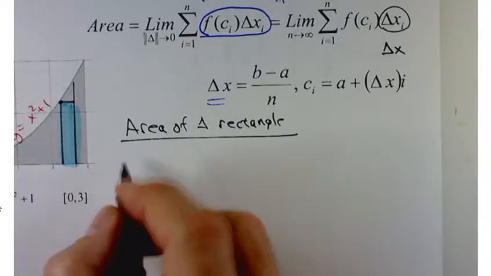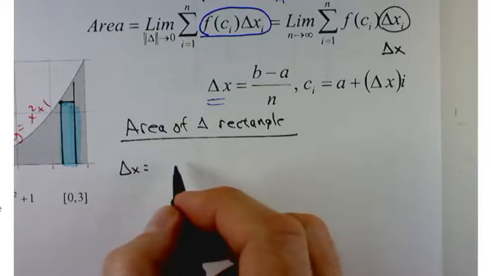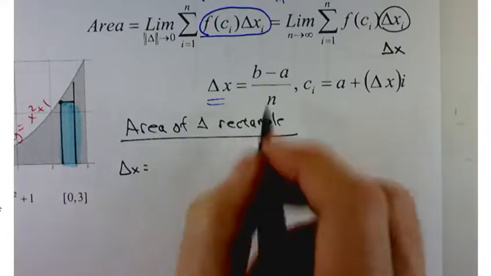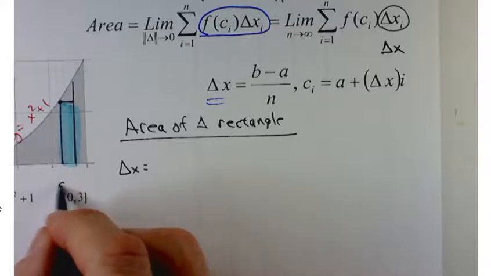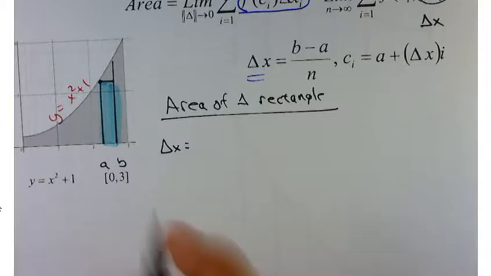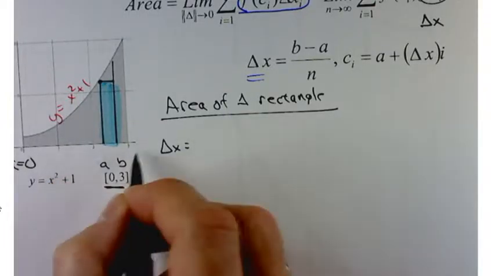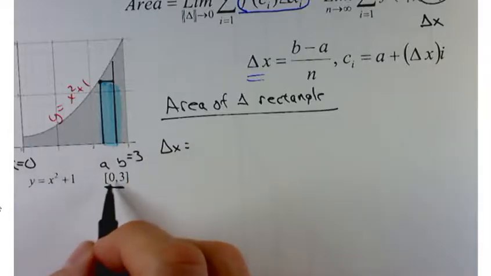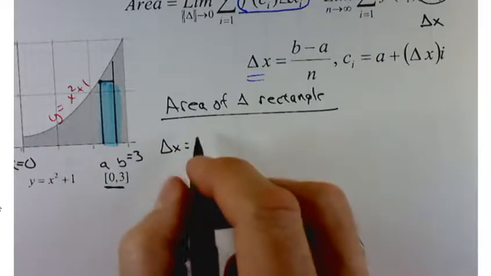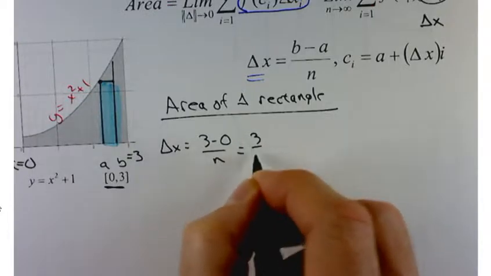So let's calculate delta x. Delta x is going to be b minus a over n. Here's your a and here's your b. That's the width of, well, maybe I should write it down here. a equals 0, b equals 3. It's from this interval. So 3 minus 0 over n, that's going to be delta x.